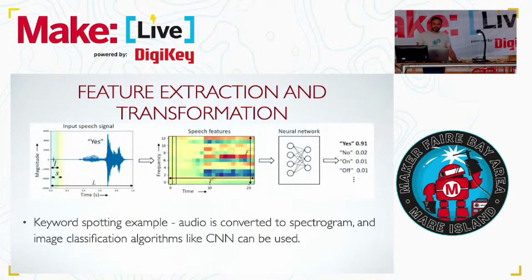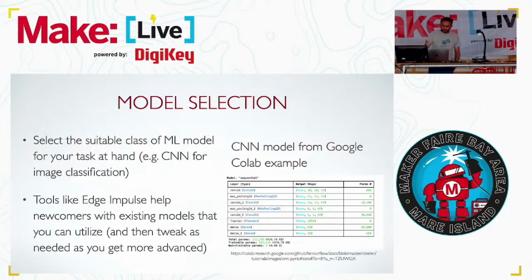Once you've collected your data, one of the things you would need to do is feature extraction. You might need to transform the data before it is actually fed into the neural network. For example, with audio, we typically use a convolutional neural network for classification, which is similar to what is used for image classification. So the audio is converted into a visual representation, like a spectrogram, and then it's fed into the neural network.